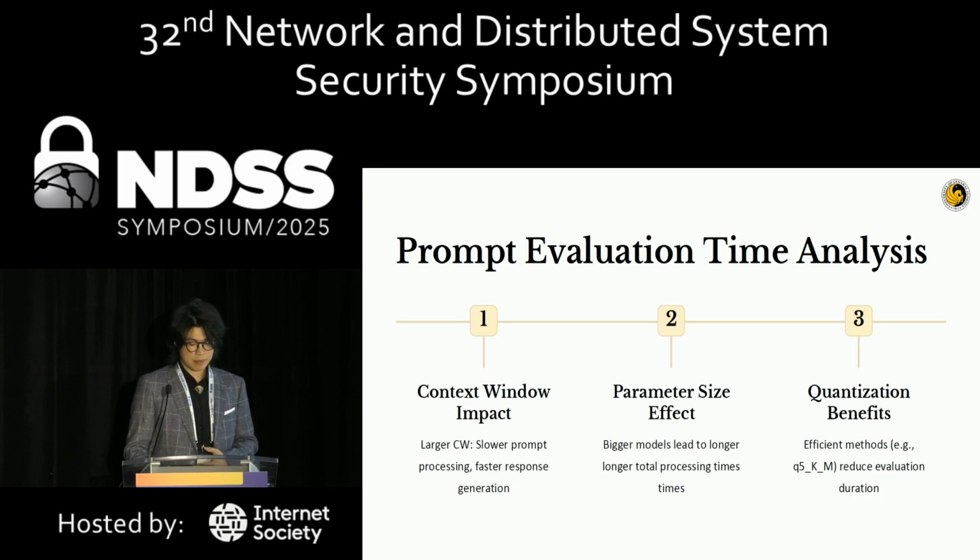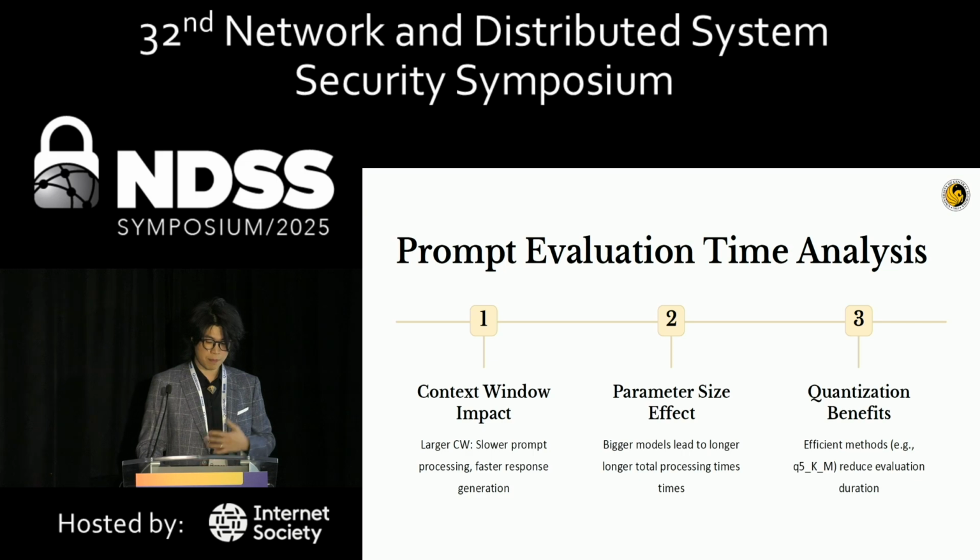We also examined how context window, model size, and quantization affect the runtime. A larger context window can slow the prompt analysis phase, but speeds up the response generation phase. Bigger models like LLaMA-2 7B inherently take longer. Quantization like Q5KM cuts this time down, striking a balance between performance and resource demand.